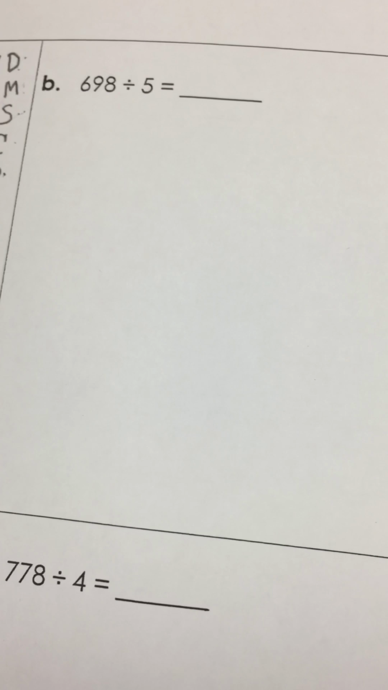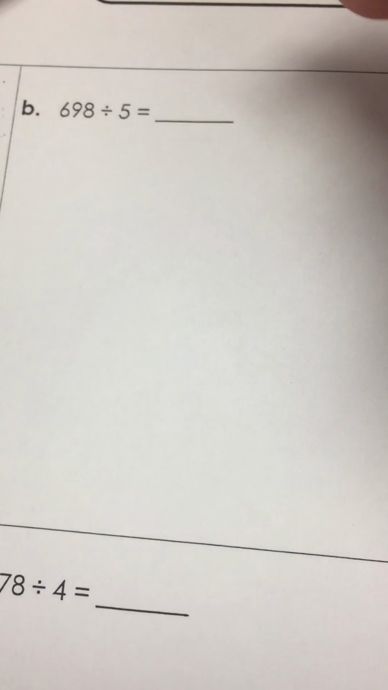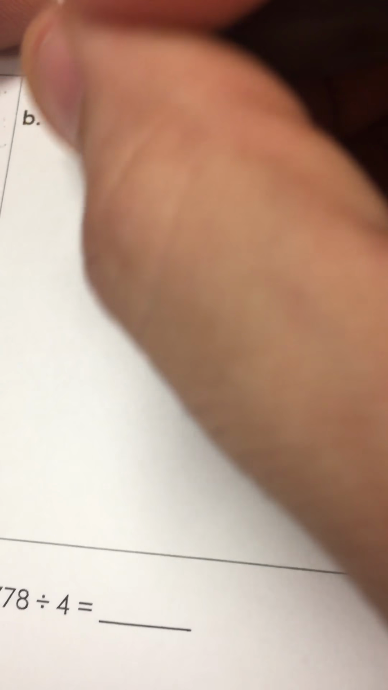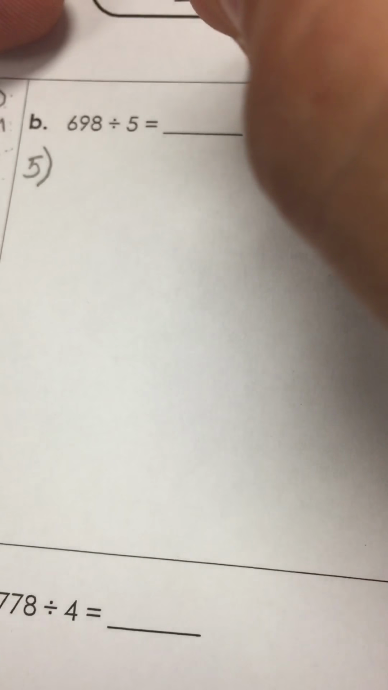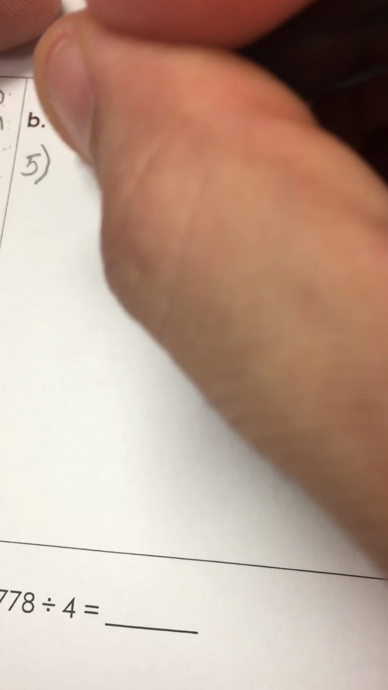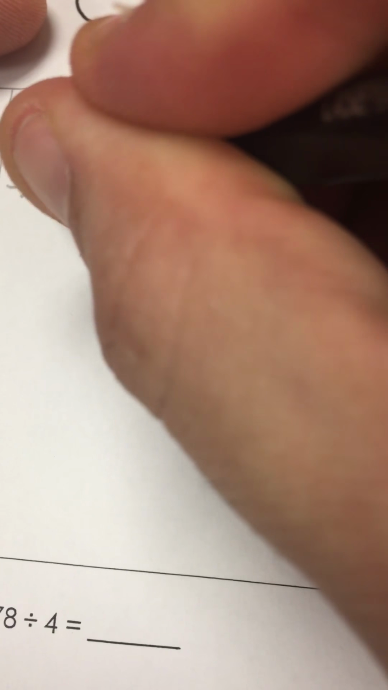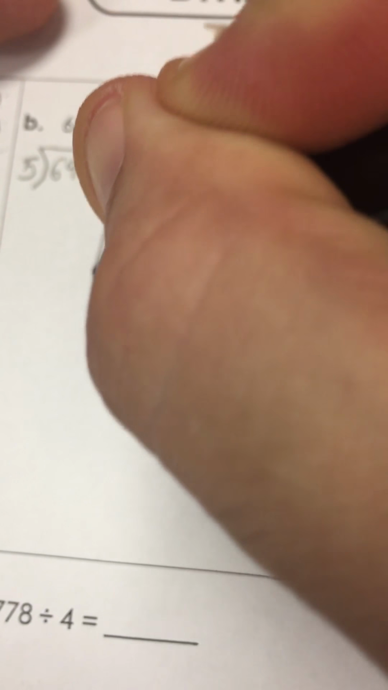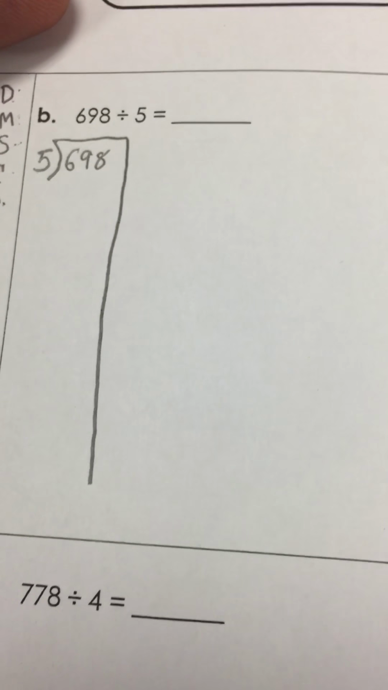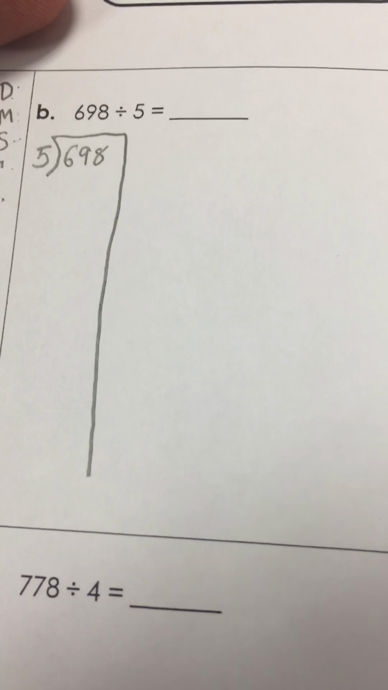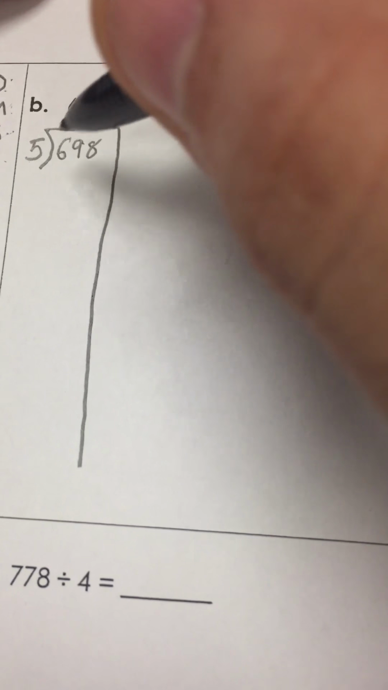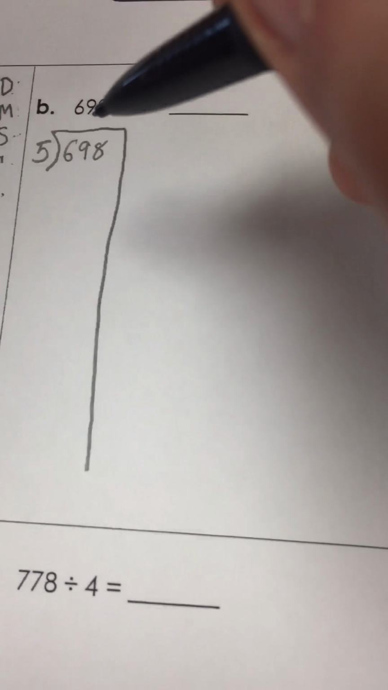Let's take a look at letter B. 698 divided by 5, right, gang? We're going to do partial quotients first. So I'm going to do 5 into 698. I'm going to try and leave myself more room. You guys can try and leave more room also if you'd like. We draw my line down, refocus my camera here.